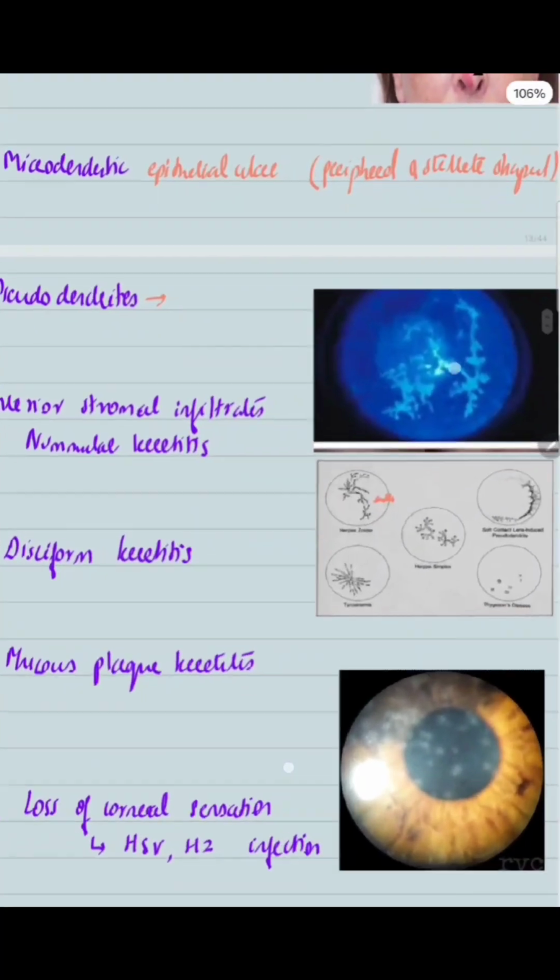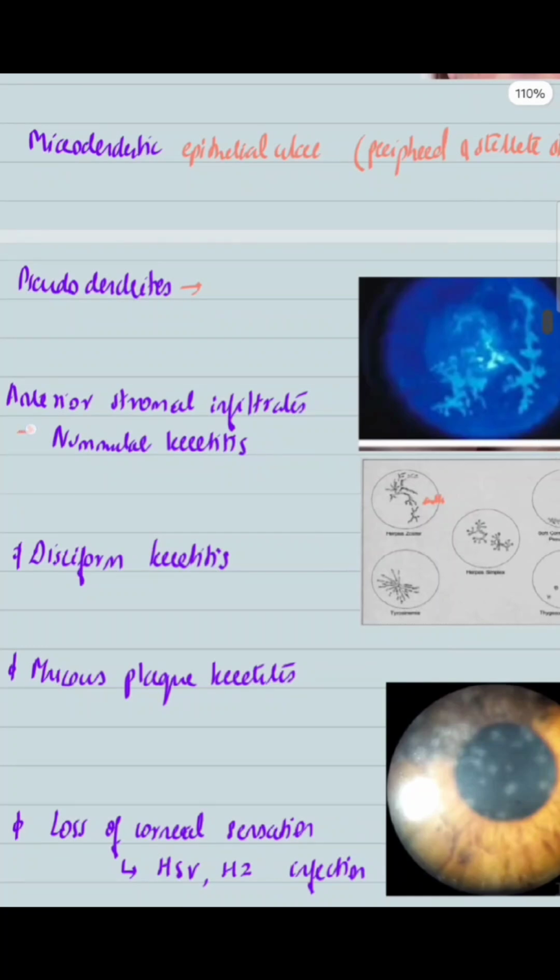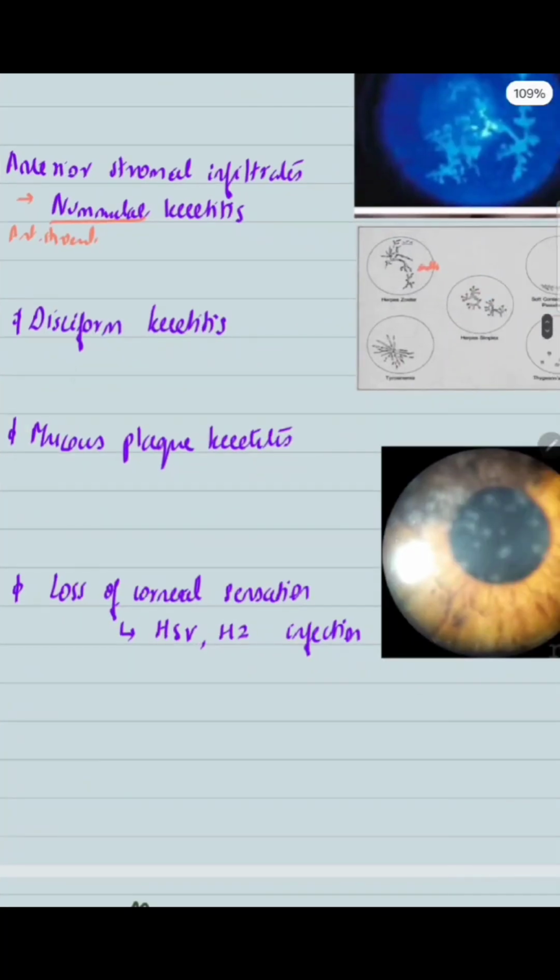Then the patient will also have anterior stromal nummular keratitis. Then there is disciform keratitis. The patient can manifest with disciform keratitis, which is always preceded by nummular keratitis. Then mucus plaque keratitis usually develops between the 3rd and 5th month.